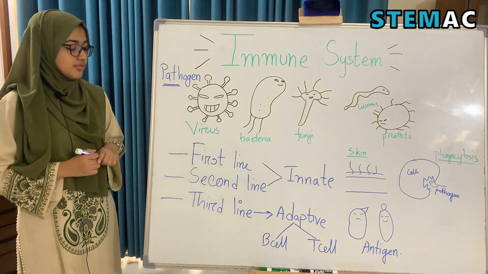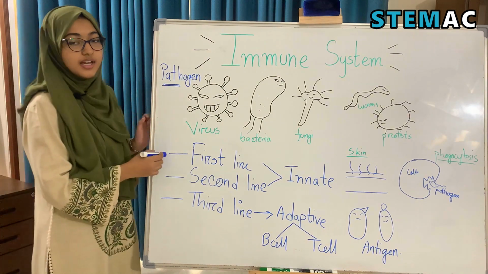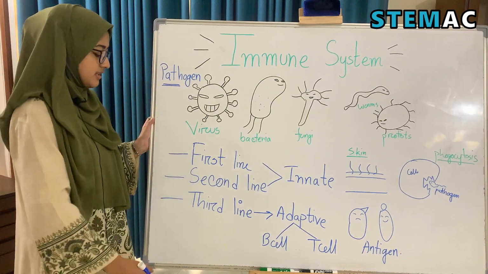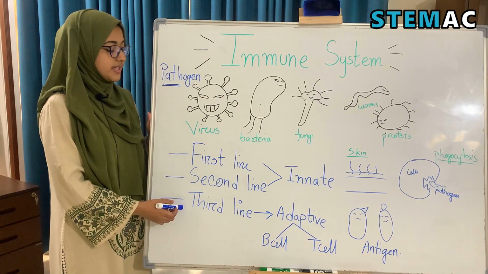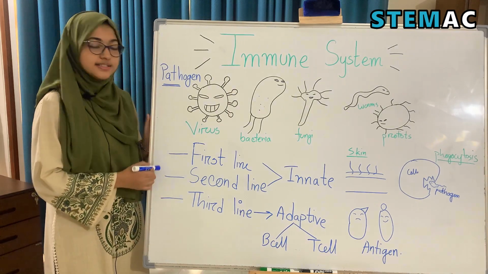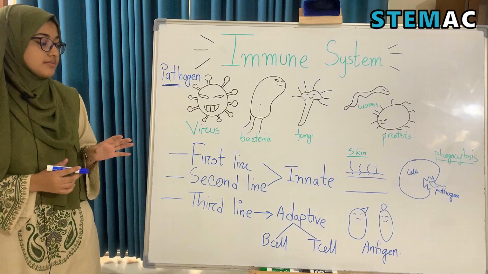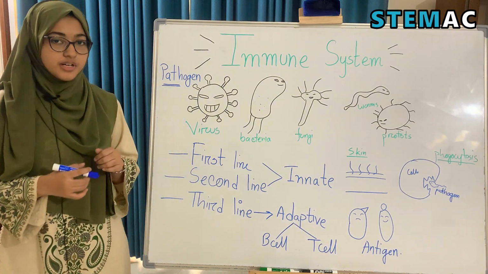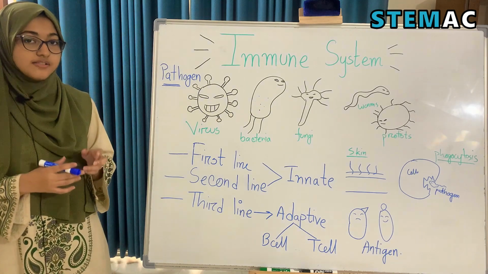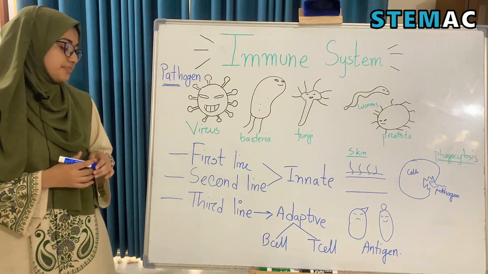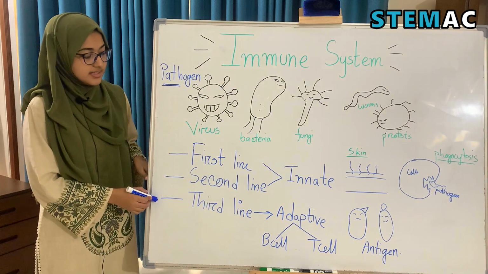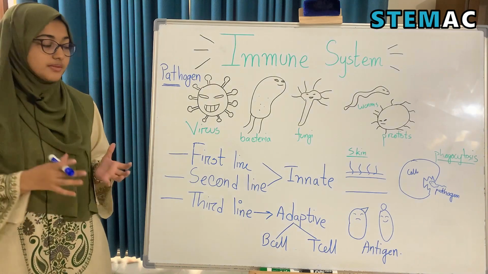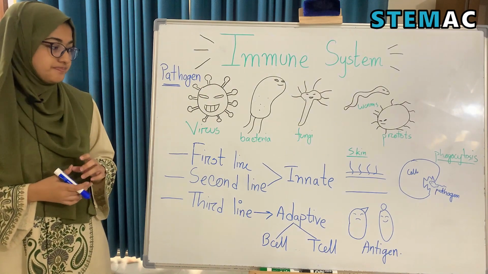The immune system works in three lines. There is the first line of defense mechanism, the second line of defense mechanism and the third line of defense mechanism. The first and second lines of defense are innate. That means they are already in our body from our birth. They do not get adapted after the entrance of the pathogen. And the third line of defense is the mechanism that gets adapted after the pathogen enters our body.